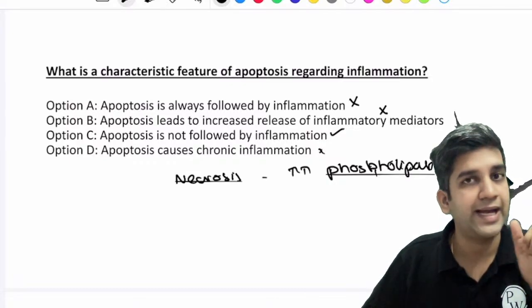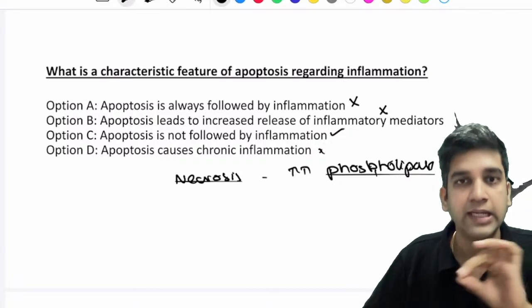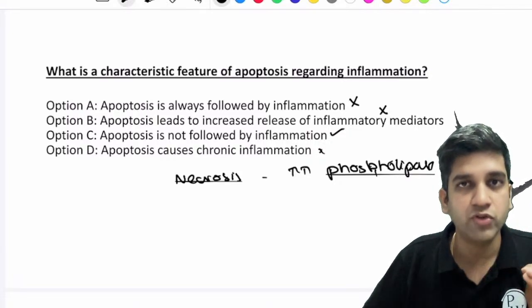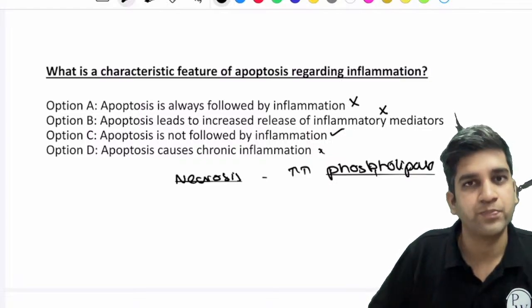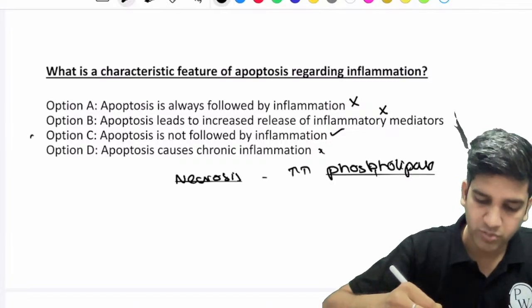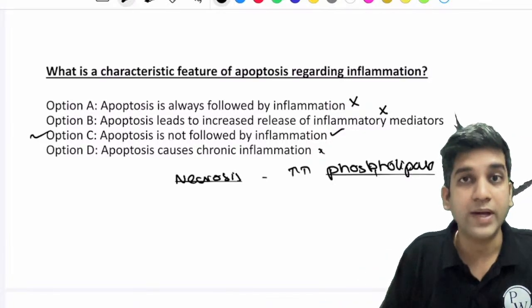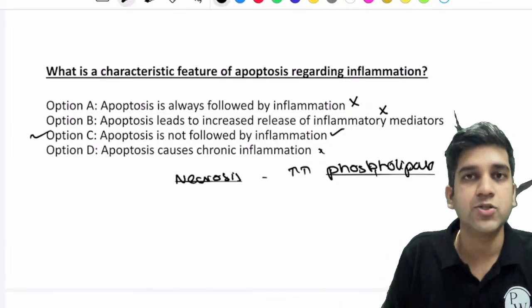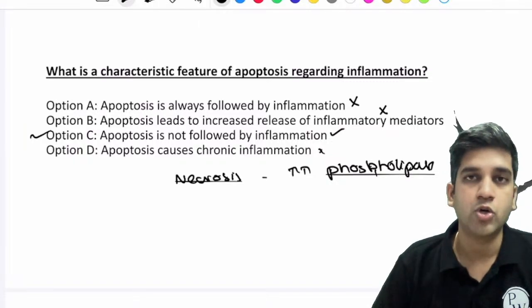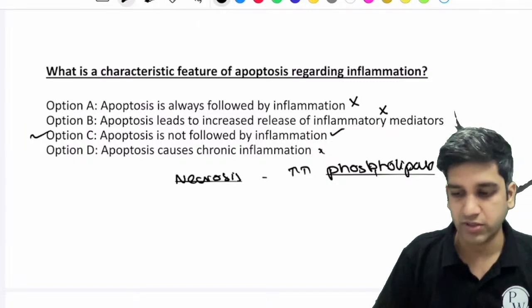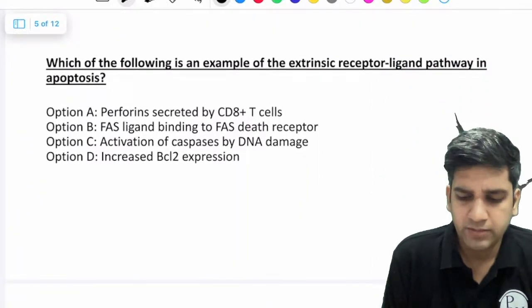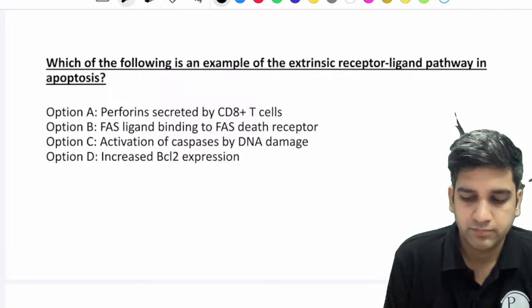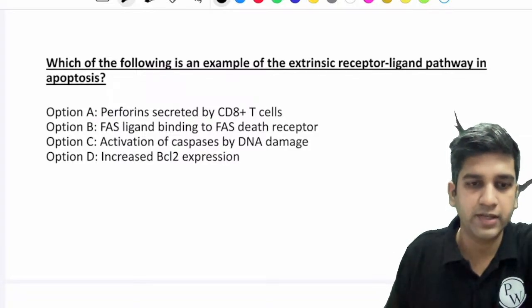But in apoptosis, I have only caspases and endonucleases. There is no phospholipase. When there's no phospholipase, the cell membrane is not damaged, and when the cell is not damaged, why should I need inflammation? So if they ask why apoptosis doesn't have inflammation, the reason is that there's no active cell membrane damage or phospholipase activation in apoptosis. Next question. Again, a simple one. Whatever comes to your mind, A, B, C, or D.